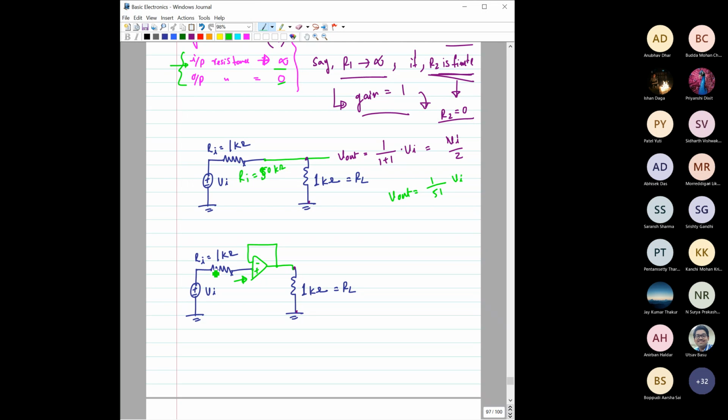As no current is going through this op amp, the voltage drop across this 1 kilo ohm resistance is equal to 0. So that means the entire Vi is applied to this op amp terminal. What is the output from the buffer? Just now we have seen the gain is equal to 1. So whatever you apply, you will get at the output. So at this output, you will have a voltage of Vi. So now see, if instead of connecting directly, you use a buffer in between, the loading effect can be eliminated. You are getting the entire Vi across this output.